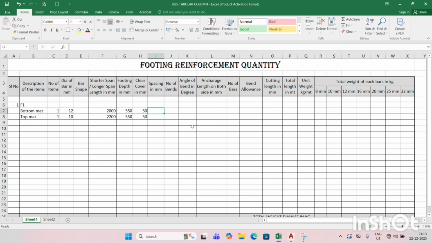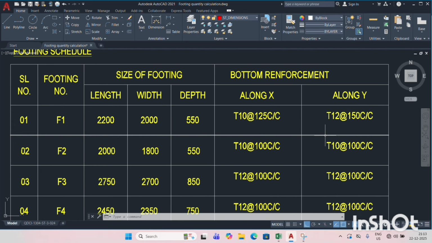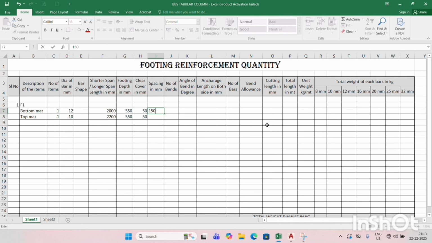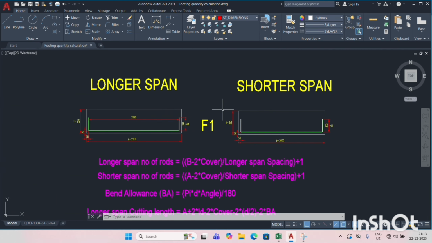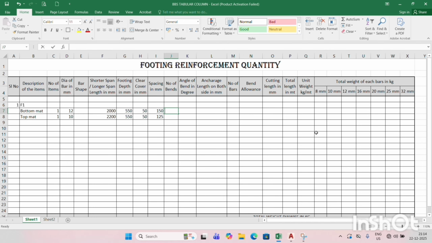Then spacing. What is the bottom mat shorter span spacing and longer span spacing? Shorter span spacing is 150 mm and longer span spacing is 125 mm. Then number of bends. How many bends are there in this steel reinforcement? One bend and two bends, and here also one bend, two bends, each one having two bends. And what is the angle of bend? It is 90 degrees.